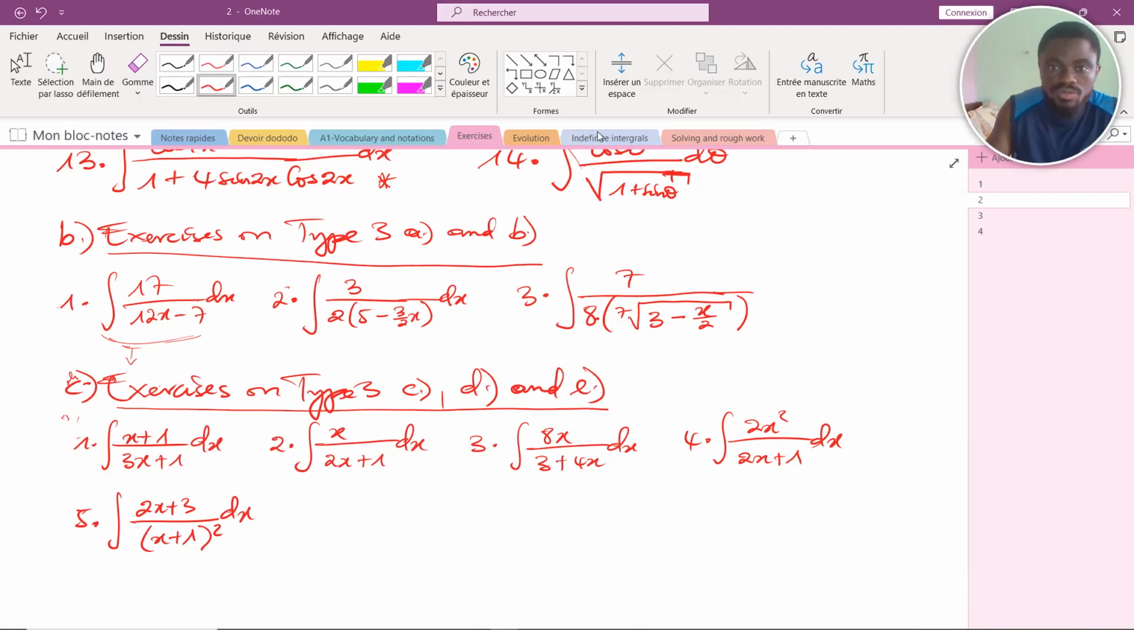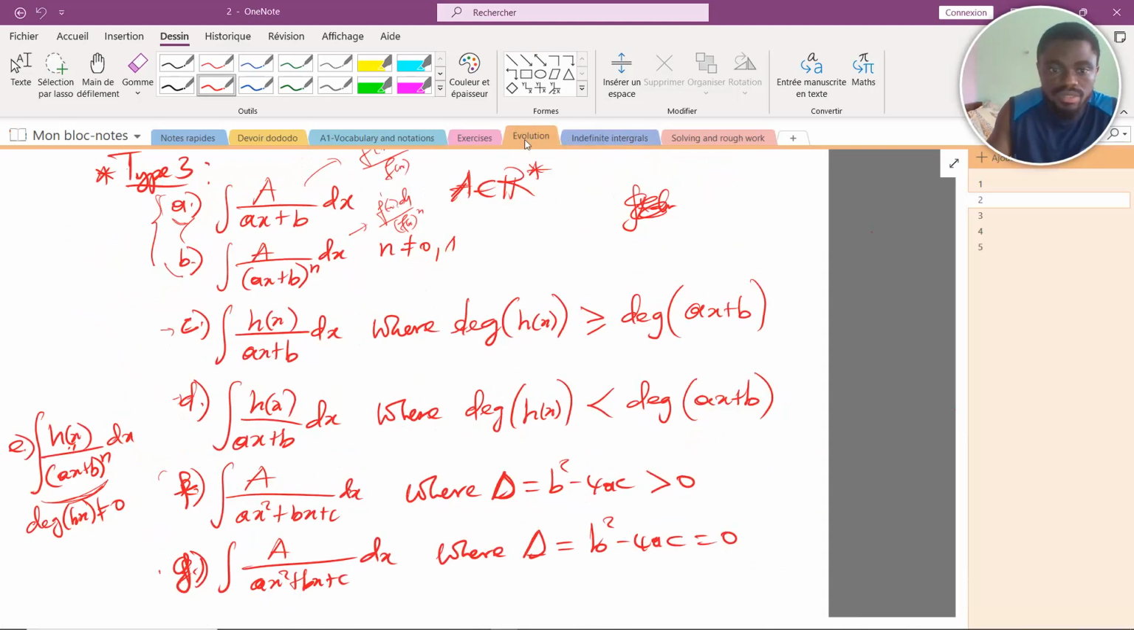Last time we saw how to integrate. We're basically at this stage. We saw this one, how to integrate h of x on ax plus b, where the degree of h of x was greater than or equal to the degree of ax plus b. So here we basically said that we are to do the long division of this by this first of all, and then proceed to integration using the different previously seen techniques of integration.